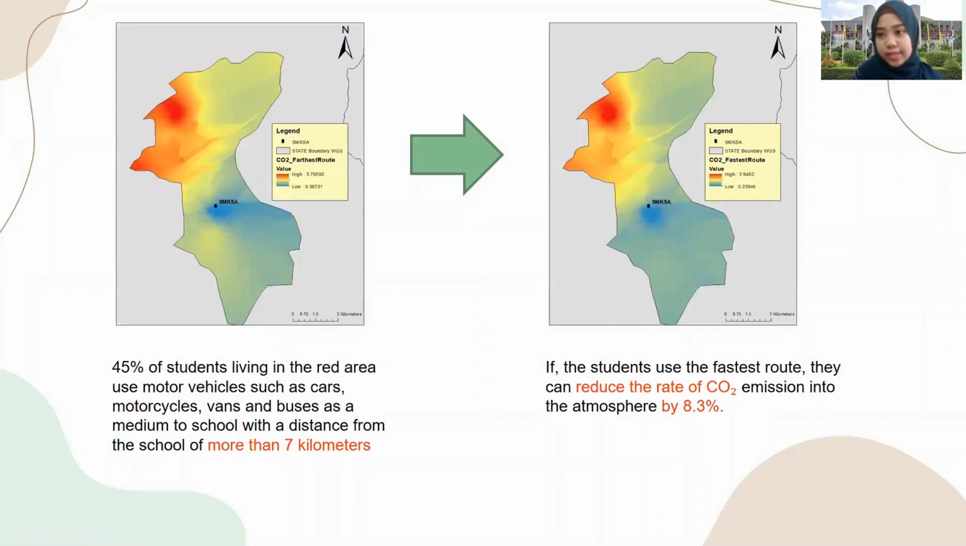Then for SMKSA, you can see that there is only a little red area, which is where 45% of the students live, because the distance from their home to the school is about 7 kilometers. And then if they use the fastest route, students can reduce the rate of carbon emission, and only 8.3% of them still emit the highest carbon emission.